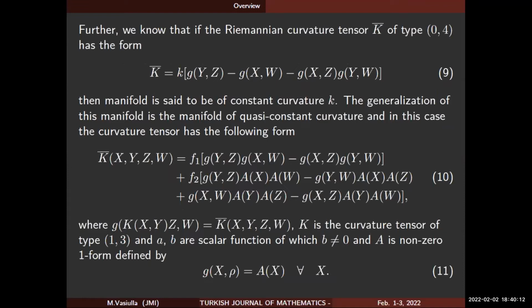Further, we know that if the Riemann curvature tensor K-bar of type (0,4) has the form (9), then the manifold is said to be of constant curvature K. The generalization of this manifold is the manifold of quasi-constant curvature. And in this case, the curvature tensor has the following form, which is (10), where G K(X,Y,Z,W) equals K-bar(X,Y,Z,W), and K is the curvature tensor of type (1,3), and a, b are scalar functions of which b is non-zero and A is a non-zero one-form defined by (11).